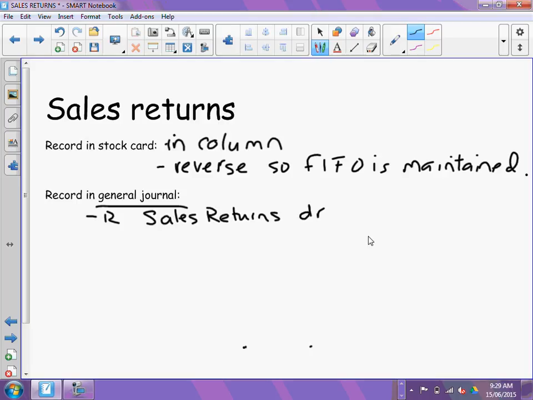When I sold the goods, the GST clearing would have increased and I would have credited GST clearing. Now that I have had the goods returned to me, I no longer have that obligation to the ATO. So will I debit or credit GST clearing? Debit it as well, good.